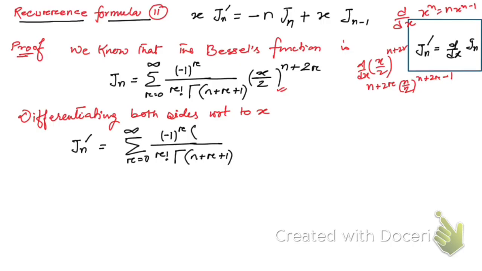And as it is not only x, it is x by 2, you have to differentiate this x by 2 again. If you differentiate x by 2, you will get only half. So on differentiating we have got this, and one more half should be there. Hope you have understood this.